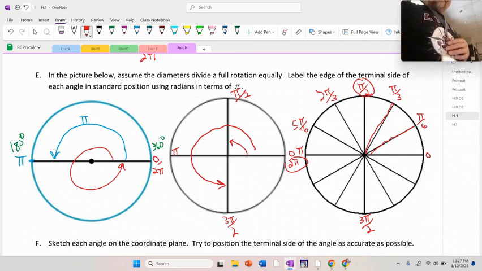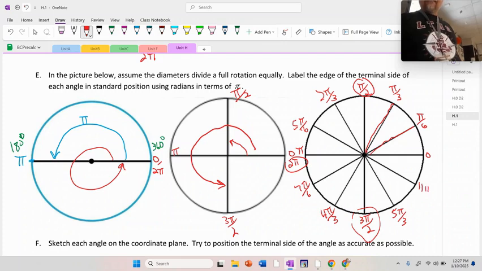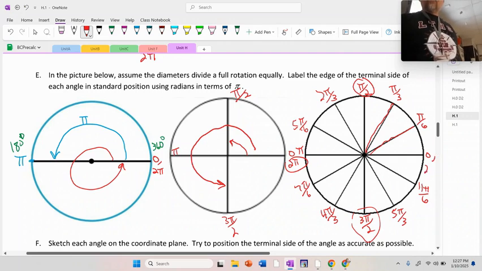What's 7 pi over 6? What's 8 pi over 6, though? 4 pi over 3. What's 9 pi over 6? 3 pi over 2. What's after 9 pi over 6? 10 pi over 6. And then what's after 10 pi over 6? 11 pi over 6. You were trying to reduce. And then what's after 11 pi over 6? 12 pi over 6, which is certainly 2 pi.